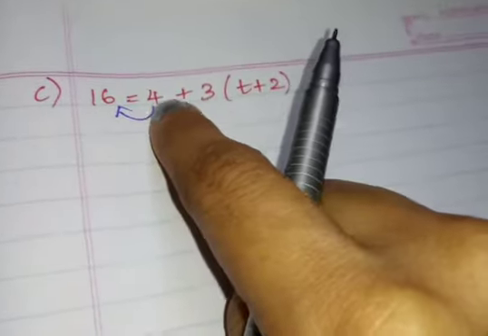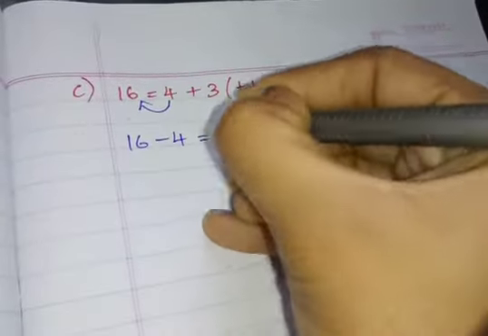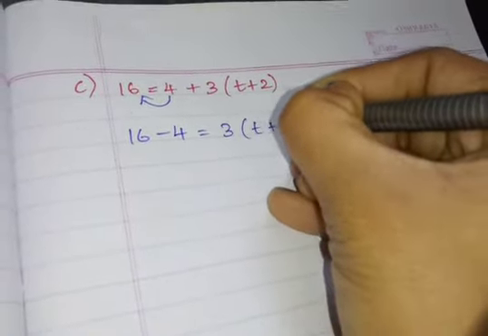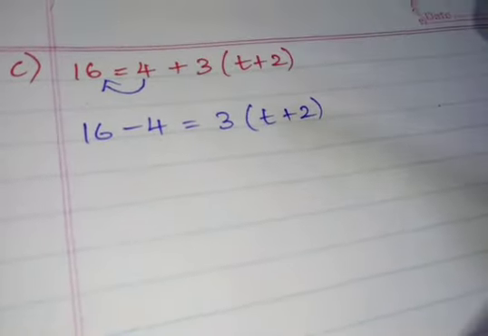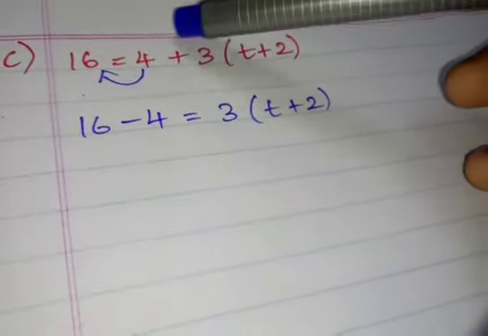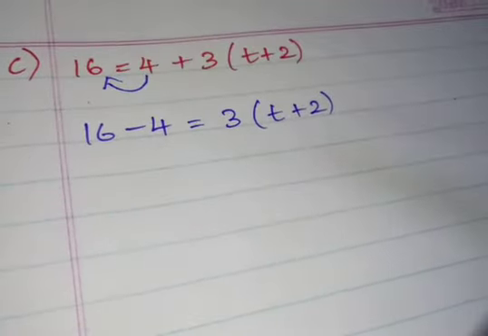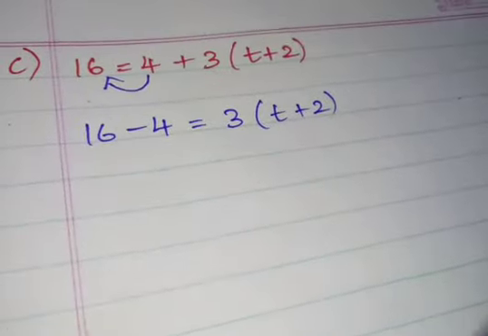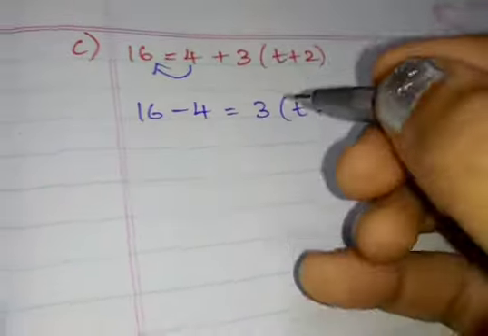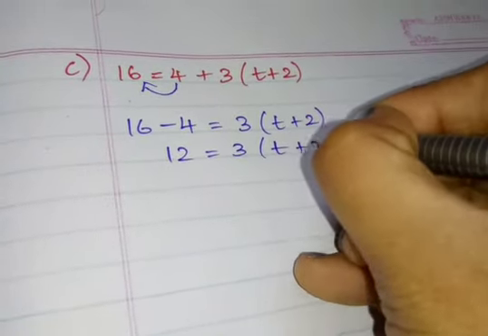Since the 4 is added, if it goes that side, 16 minus 4 is equal to 3 into (t plus 2). I am bringing this plus 4 to the other side, it becomes minus 4, because it is added. If it is multiplied and shifting, we will do the division. 16 minus 4 is what? 12 equal to 3 into (t plus 2).